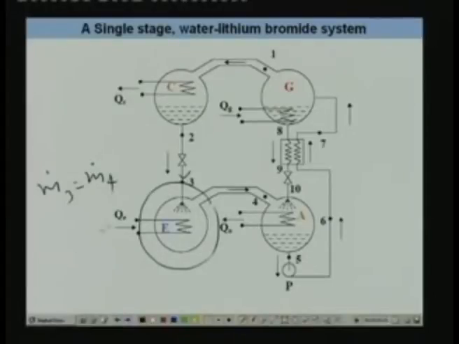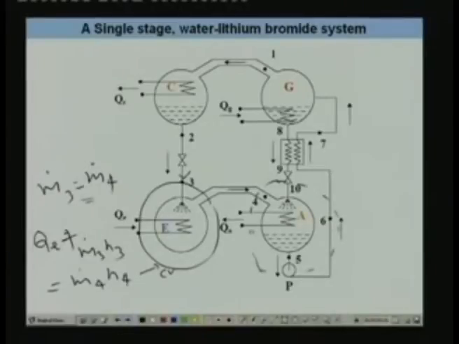And what is the energy balance? Since it is steady state, whatever energy is entering must leave the control volume. This is our control volume. In this case the energy entering is QE plus m dot 3 times H3, and this should be equal to m dot 4 times H4. So this is the mass balance and this is the energy balance for the evaporator. Similarly, you take a control volume across the absorber and apply mass and energy balance, and across each component, and you arrive at a set of equations. Now let me show the equations.